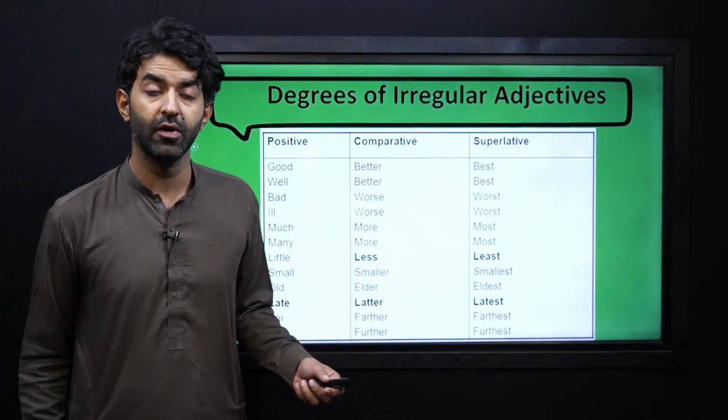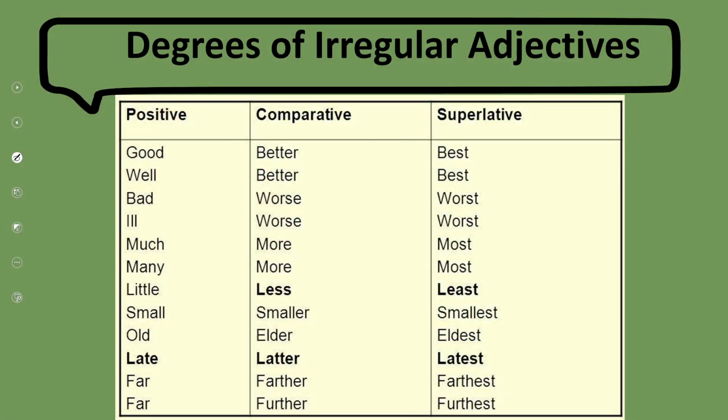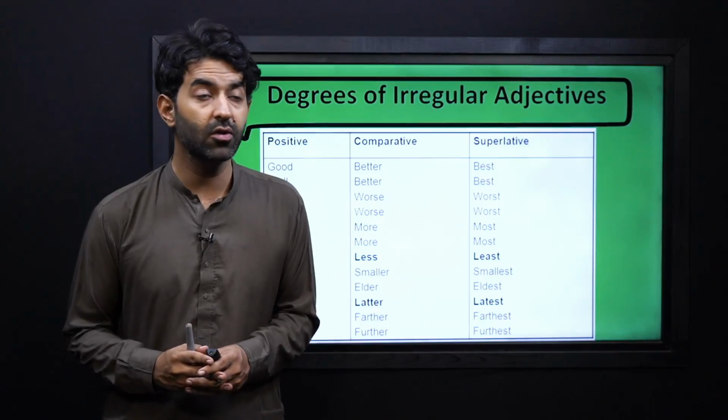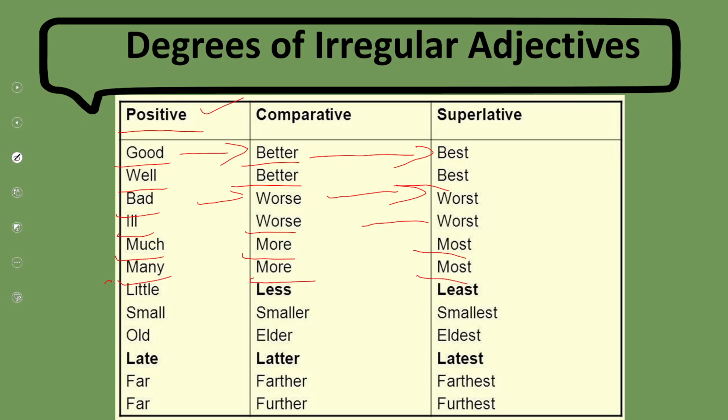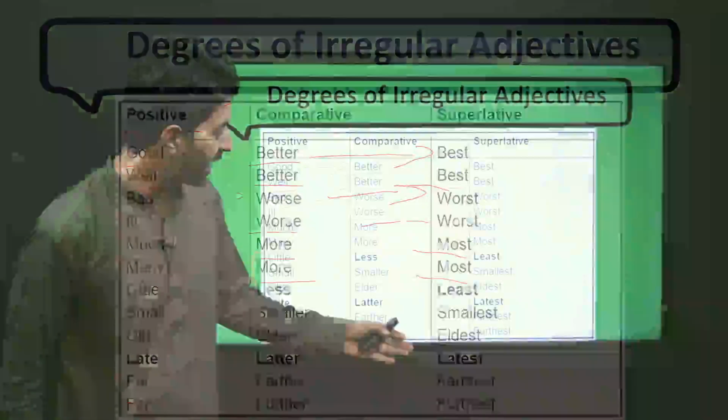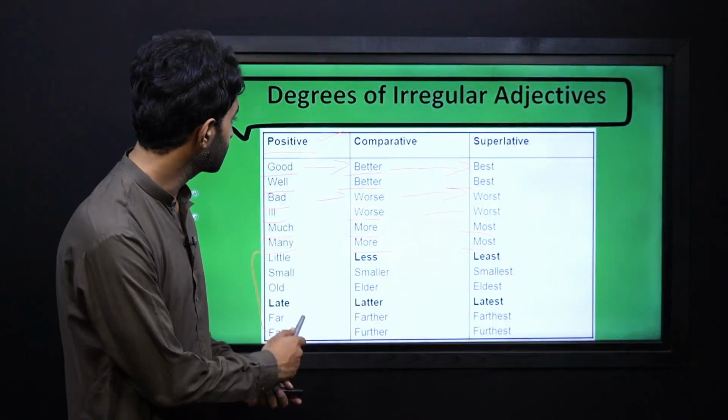Now, here is a list of some irregular adjectives along with their comparative and superlative degrees or forms. So first we have the neutral, the positive word good. Its comparative is better and its superlative degree is best. Well becomes better and best. Bad becomes worse and worst. Ill becomes worse and worst. So they are kind of similar. Much, more, and most. Many, more, and most. And you can read the rest of them by yourself. You can see that the words are changing, right?